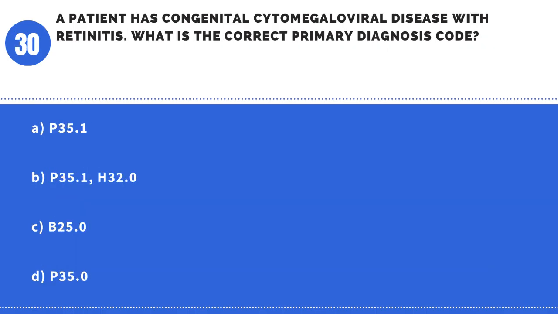Question 30. A patient has congenital cytomegaloviral disease with retinitis. What is the correct primary diagnosis code? A. P35.1. B. H32.0. C. B25.0. D. P35.0. Answer A.